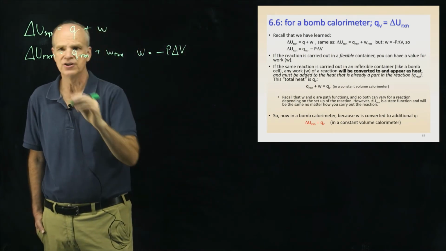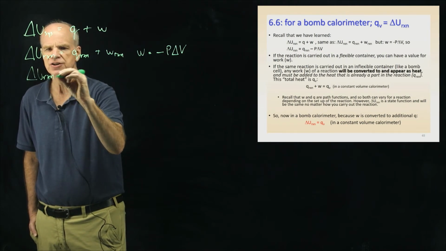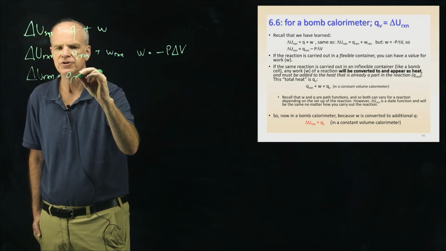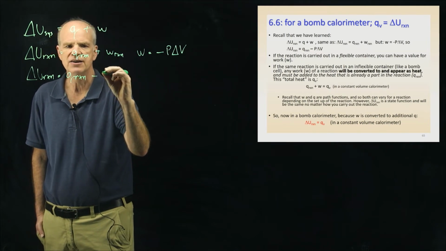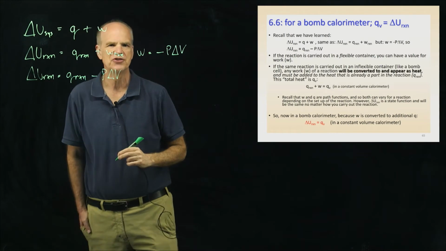So we can rewrite this and we can say, well, the change of internal energy of the reaction is going to be equal to the heat of the reaction minus P delta V. Now here's where things get a little bit interesting.